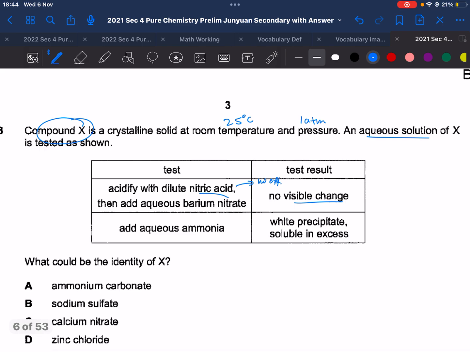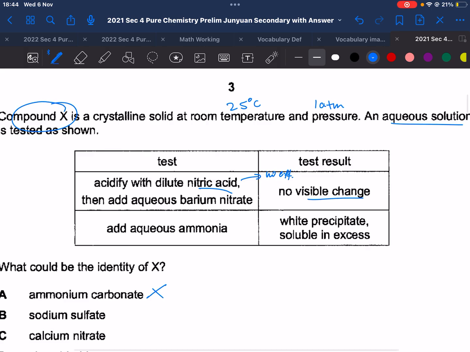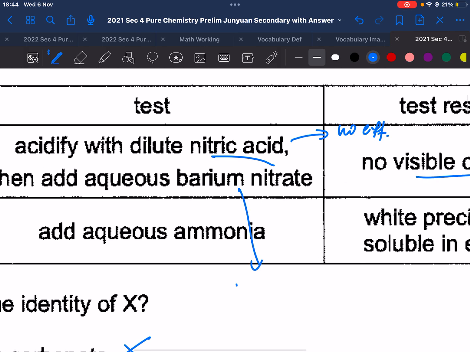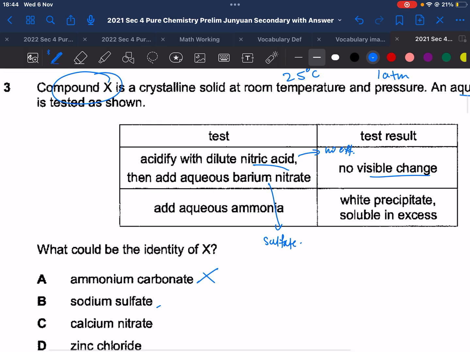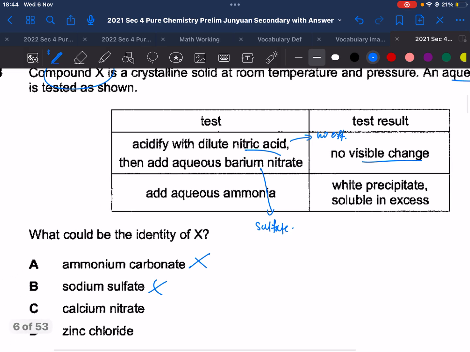Okay, for the identity of X. When you add nitric acid, there's no effervescence, so can it be carbonate? It cannot be carbonate. Okay, can it be sulfate? Because this is a test for sulfate. Can it be sulfate? No, it cannot be sulfate. Okay, so it's either calcium nitrate or zinc chloride. Which is the correct answer? Take a look at the second one.